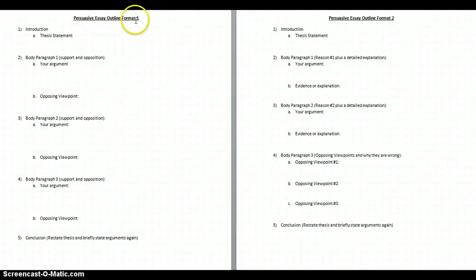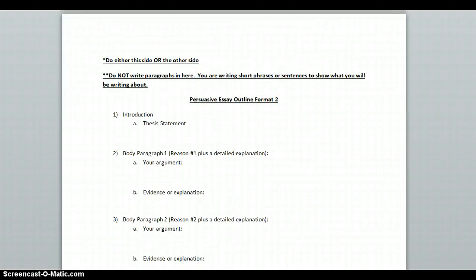So if you're going to use outline 1, that means you have 3 arguments for your thesis statement that you want to use. In each paragraph, you're going to address the opposing viewpoint. Outline 2, let's say you only have 2 really good arguments. You're going to put those here, and then you're going to have one full paragraph with the opposing viewpoint. So this is how it would work. Let me zoom in here a little bit.